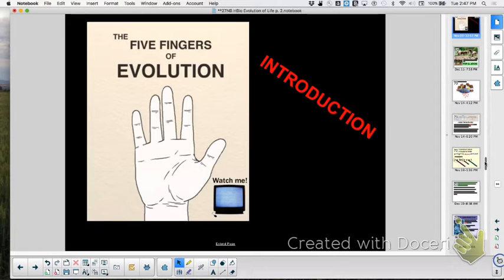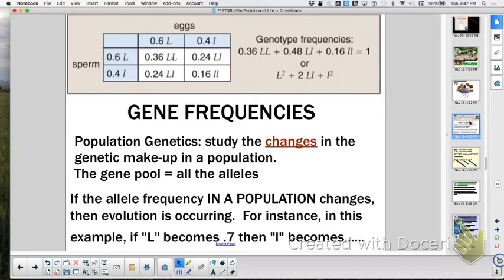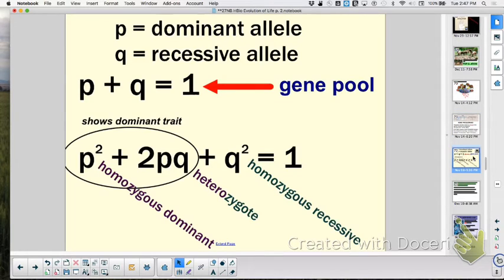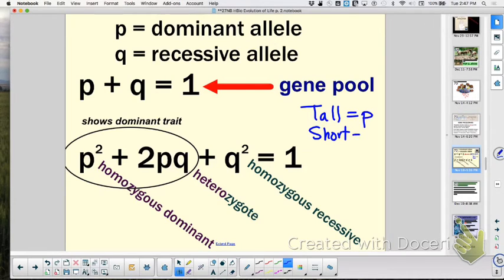So we looked at allele frequencies. We simplified it. We said if you weren't tall, then you were what? Short. So there are two alleles. There's the tall allele and there's the short allele. Which trait did we say was dominant? Tall. So we're going to say that's the P percentage and short would be the Q. Mind your P's and Q's. They're in your gene pool.